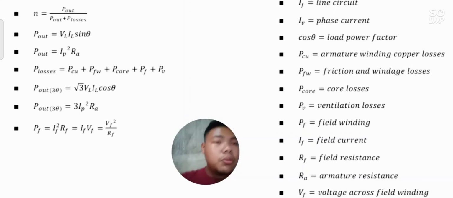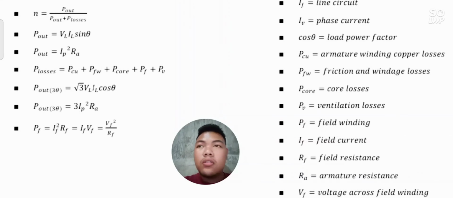P Cu is the armature winding copper losses. P FW is the friction and windage losses. P core is the core losses. P V is the ventilation losses. P F is the field winding loss. I F equals field current. R F equals field resistance. R A equals armature resistance. V F equals voltage across the field winding.